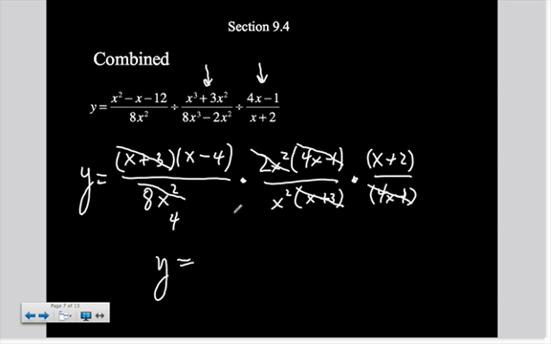So now when I multiply numerator times numerator, I'm going to get (x minus 4) times (x plus 2) all over 4x squared.